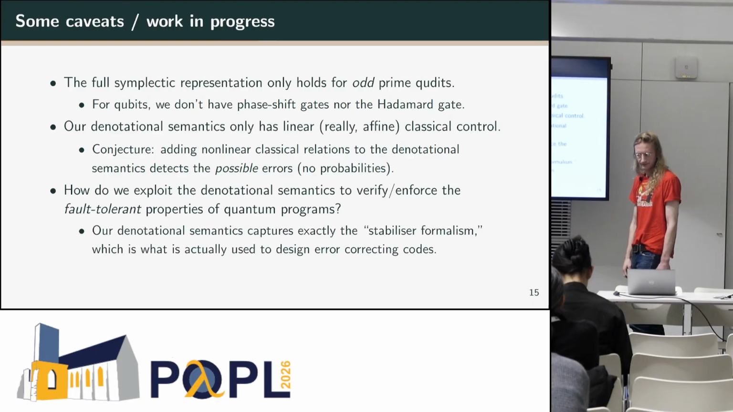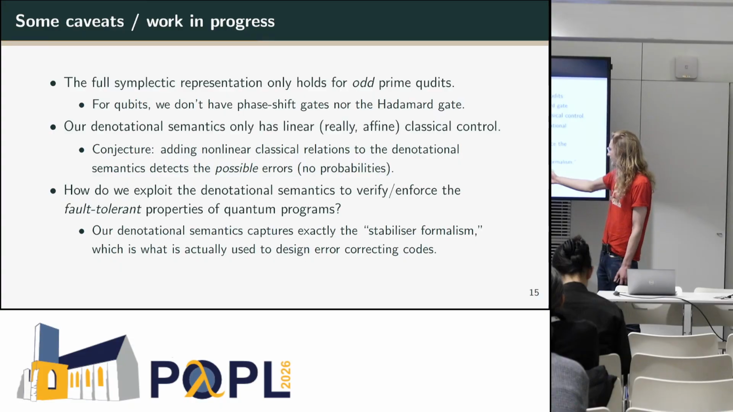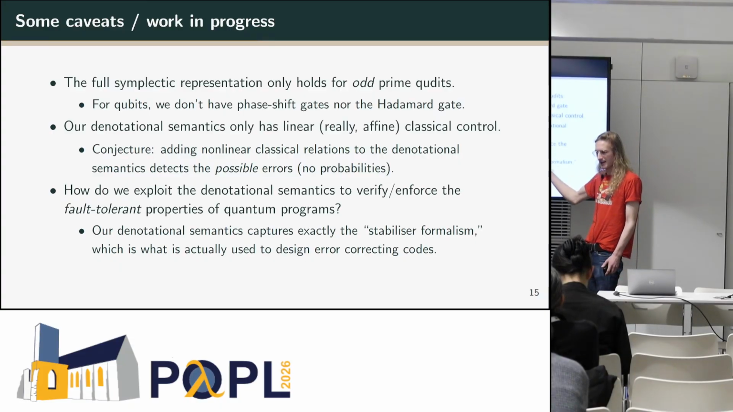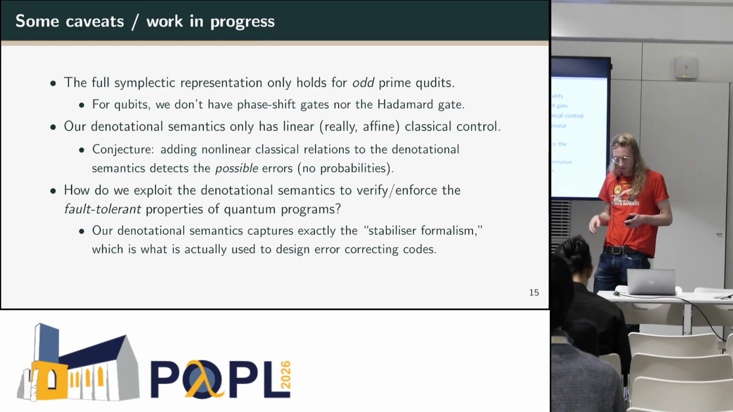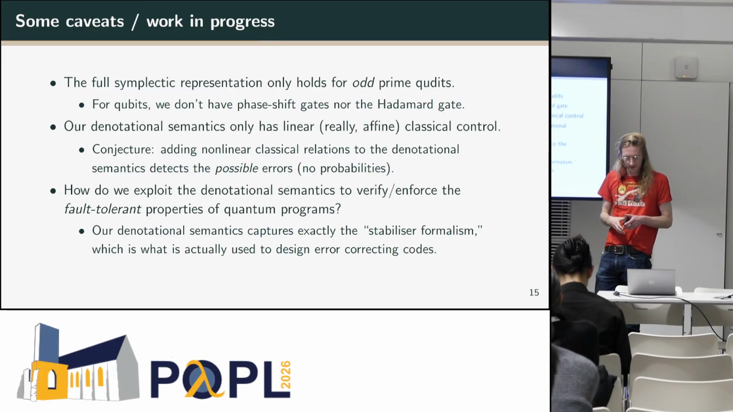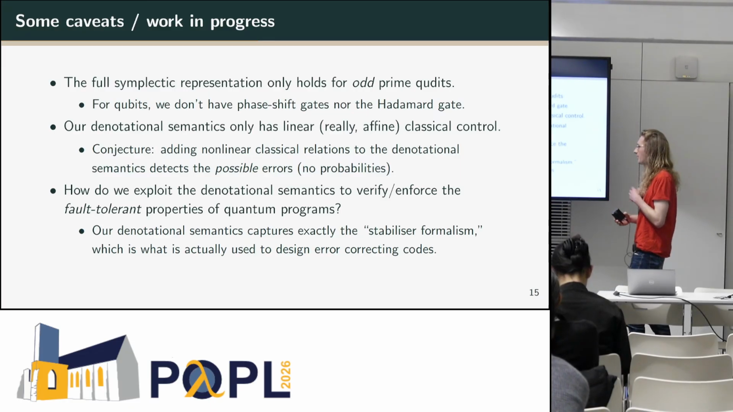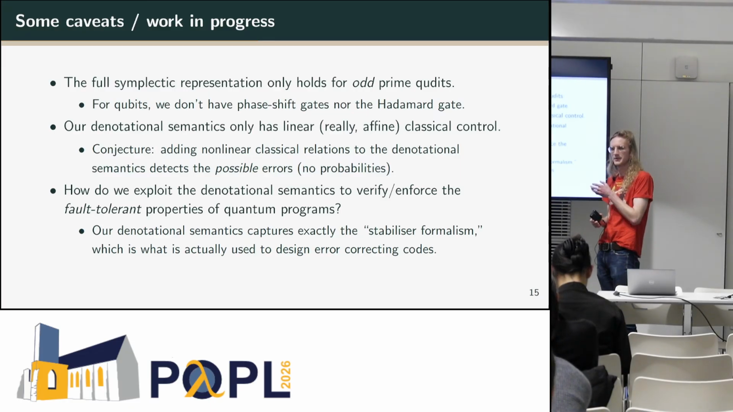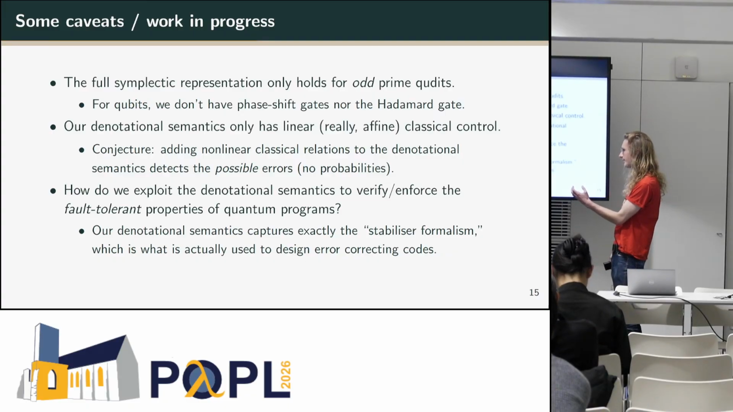And yeah, basically the denotational semantics is exactly what people call the stabilizer formalism. When people are reasoning about stabilizer or quantum error correction codes, they're not usually thinking of the complex matrices themselves, but rather the tableaus and these subspaces and so on. So this is kind of the native semantics for doing this specific kind of computation.